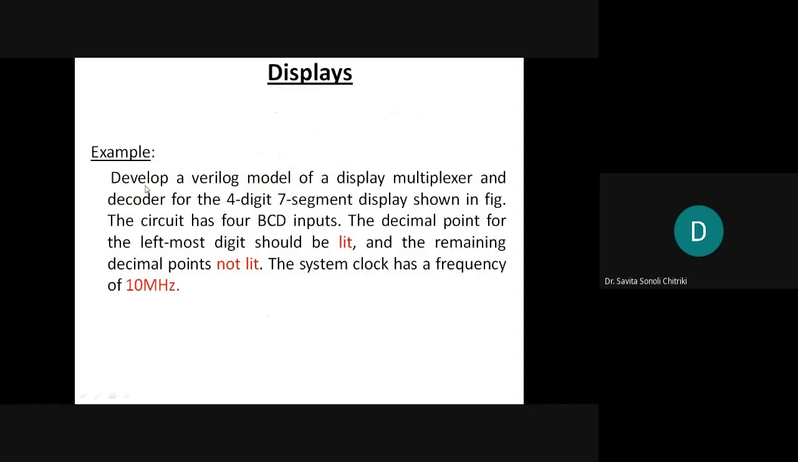See there, all of you. Develop a VERILOG model of display multiplexer and decoder for the 4-digit 7-segment display shown in the figure. The circuit has 4 BCD inputs. The decimal point for the leftmost digit should be lit, and the remaining decimal points not lit.